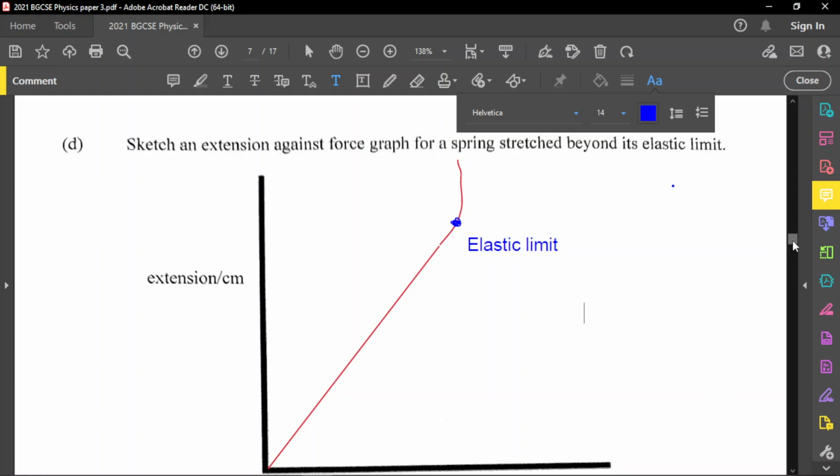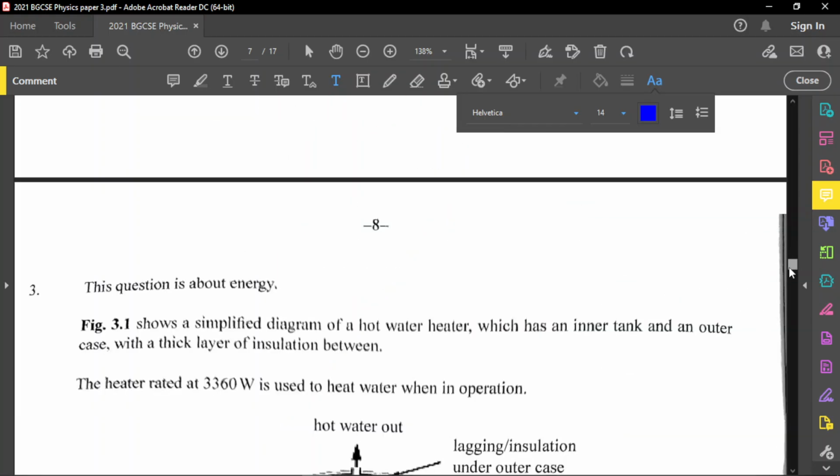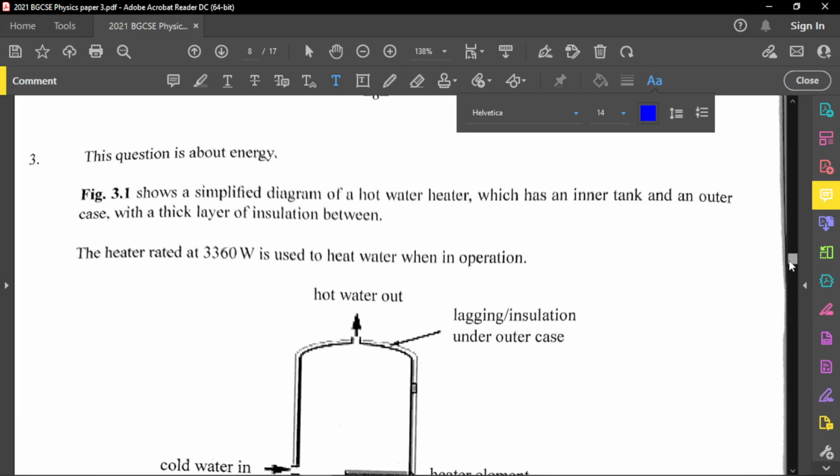So let's go to the next part of the question. Matter of fact, this is the last part of that question. This is the total right there. All right, so we're on the next question. It's question 3, and we have one more question after this. We said this question is about energy. All of us like a little bit of energy, right? Now, it said figure 3.1 shows a simplified diagram of a hot water heater.